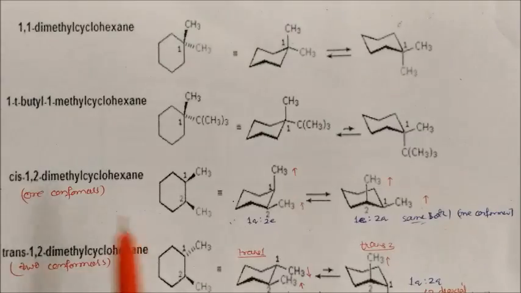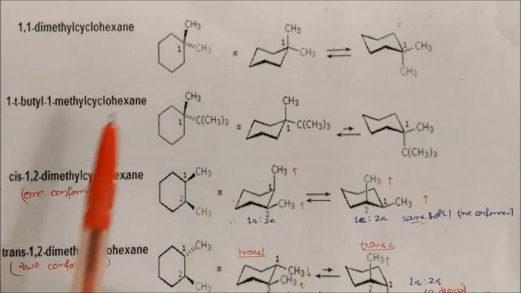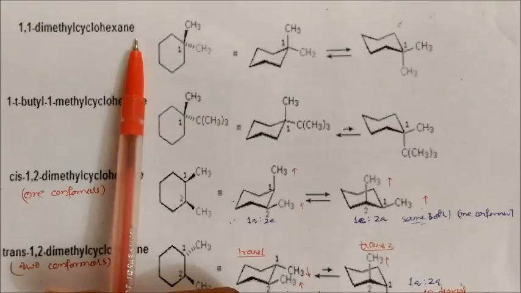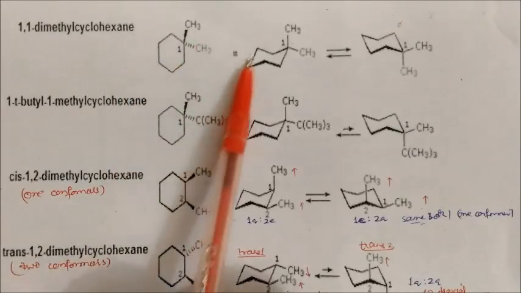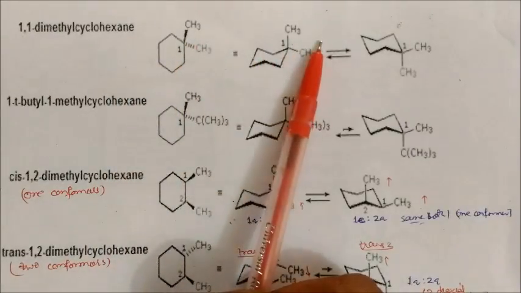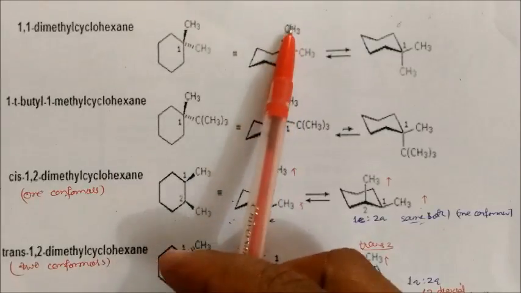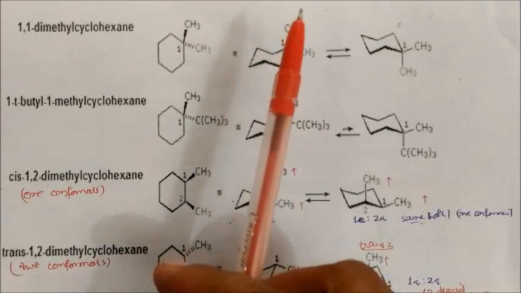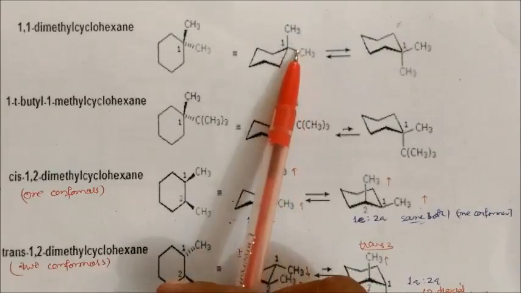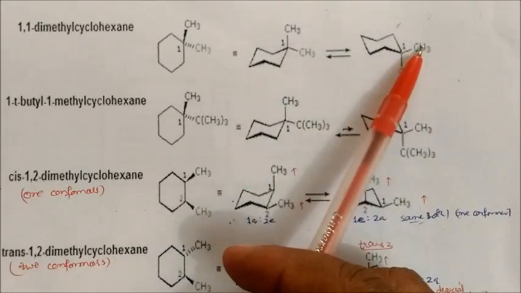Let us see the diaxial interaction in cyclohexane. So this is 1,1-dimethylcyclohexane. This can be written in chair form like this. If you flip it, this will go down. So this axial, this is equatorial. Axial converts to equatorial, and this will convert into axial. You can see this is going down, this is up. Is that clear?